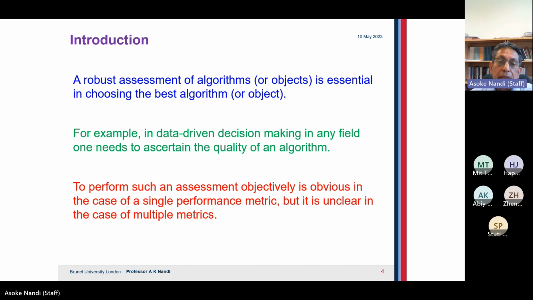So in data-driven decision-making in any field, one needs to ascertain the quality of an algorithm. And of course, to do this using a single performance metric, it's easy. I'll take you through what I'm talking about in case this is not clear. But I will also show you that while it's easy in the case of one performance metric, it is difficult in the case of multiple metrics.